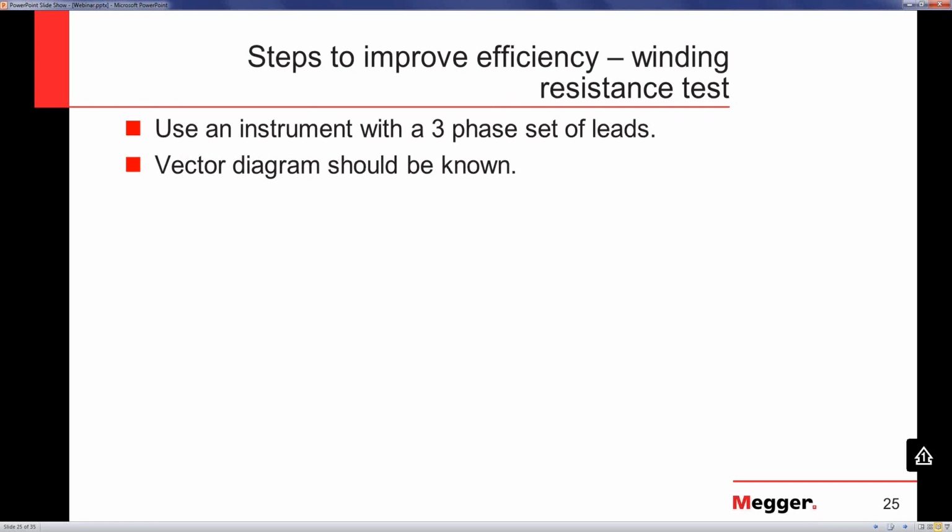For the winding resistance test, again, it helps a lot if you're using an instrument with three-phase set of leads. Again, if you have a single channel or a single phase instrument, then you should be able to interpret the vector diagram, and you should know where to make the connections.